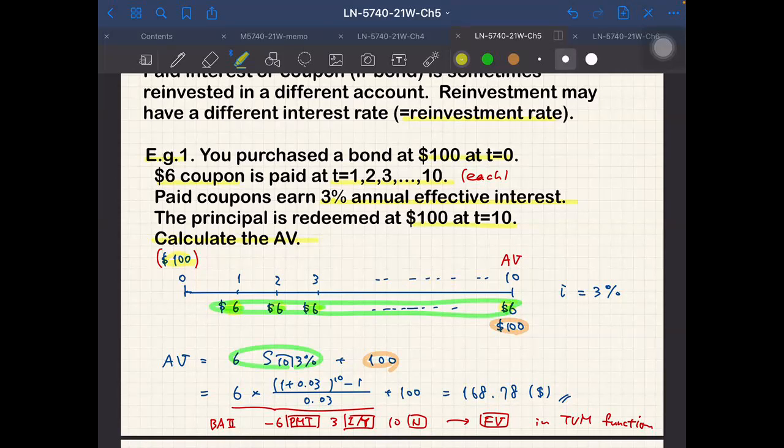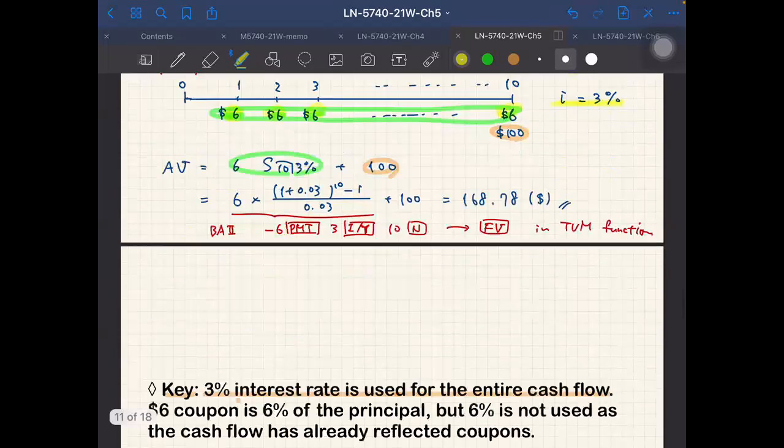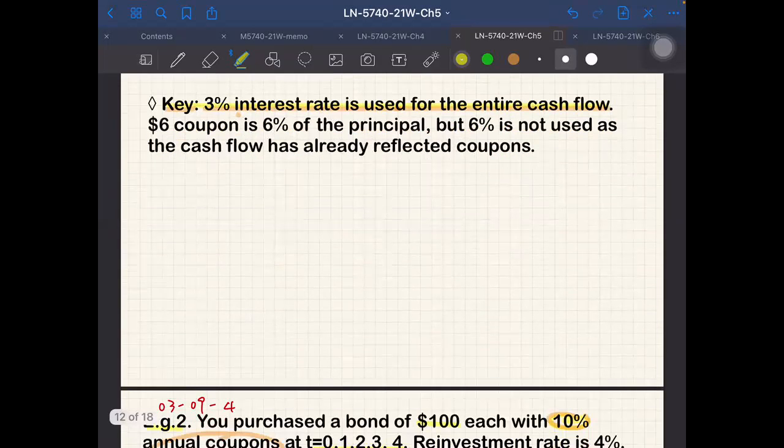Suppose coupons earn a 3% interest rate, we can just stick with 3%. Then everything can be evaluated at this 3%. The original bond earns a 6% coupon, but that has already been reflected when we write down the coupon amount in this cash flow. So the key is the reinvestment rate is the interest rate we have to use to evaluate the entire cash flow.